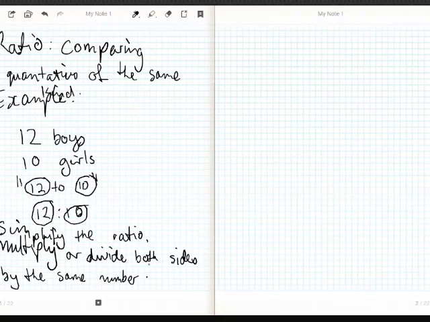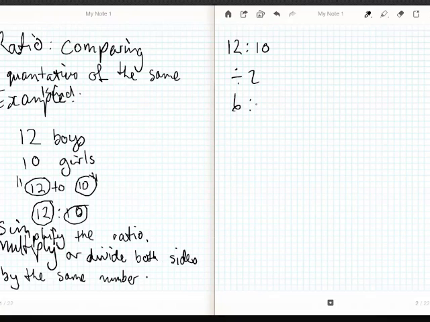So, if we were going to use the ratio of our boys to our girls, so 12 to 10, and we were going to divide by a number, well, they're both even, so we can divide by 2, that would give us a ratio of 6 to 5. Now, this is known as an equal ratio, and it has been simplified because it is in the smallest possible ratio that it can be. Okay, 5 is a prime number, therefore that ratio cannot get any smaller.